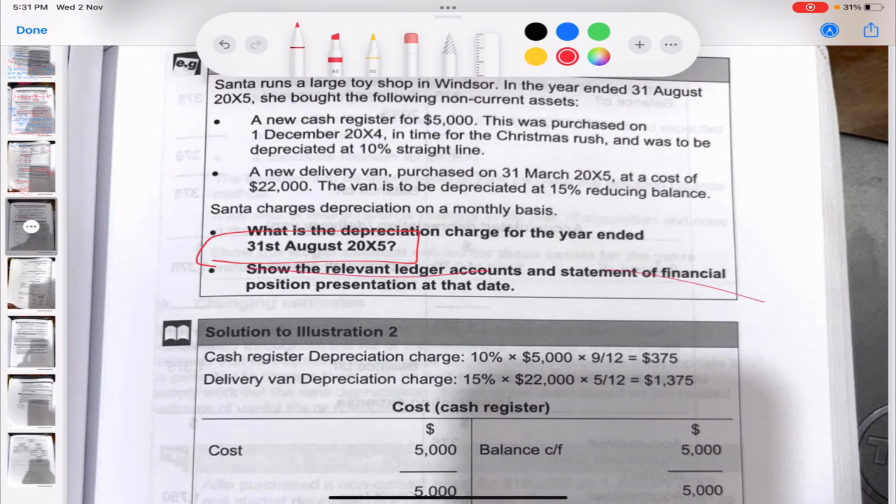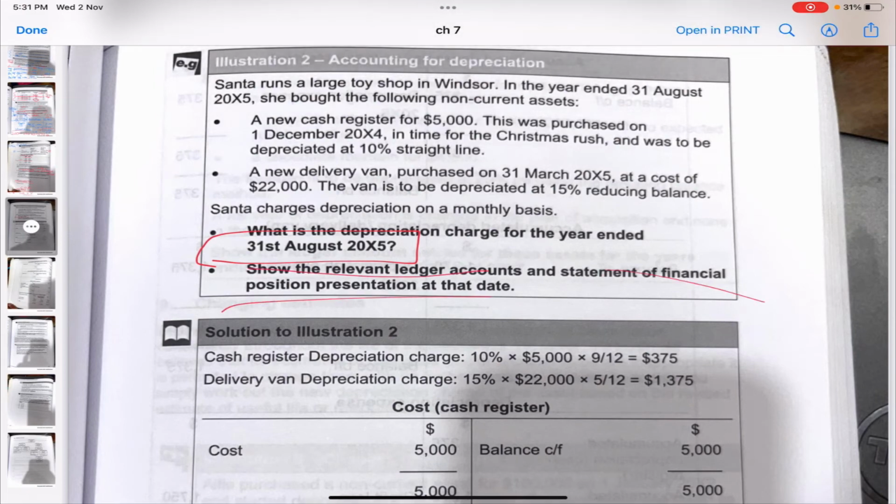Financial position. Ledger accounts are nothing but journal entries. If you know how to do journal entries, you will be able to do the ledger account, no doubt about that. And how to put things in the statement of financial position, that is the balance sheet: you have to have the cost of the asset, you will minus the accumulated depreciation, and then you will be left with the carrying amount of the asset. Clear about that also? So you can do this by yourself.